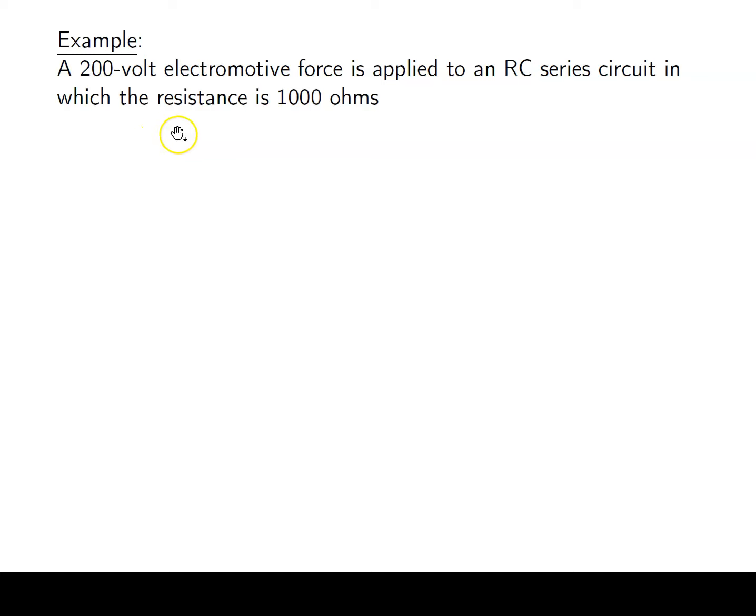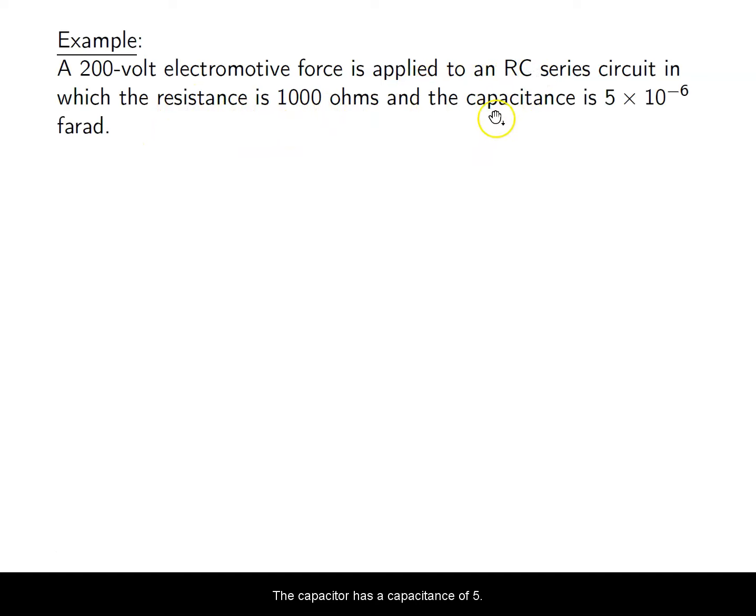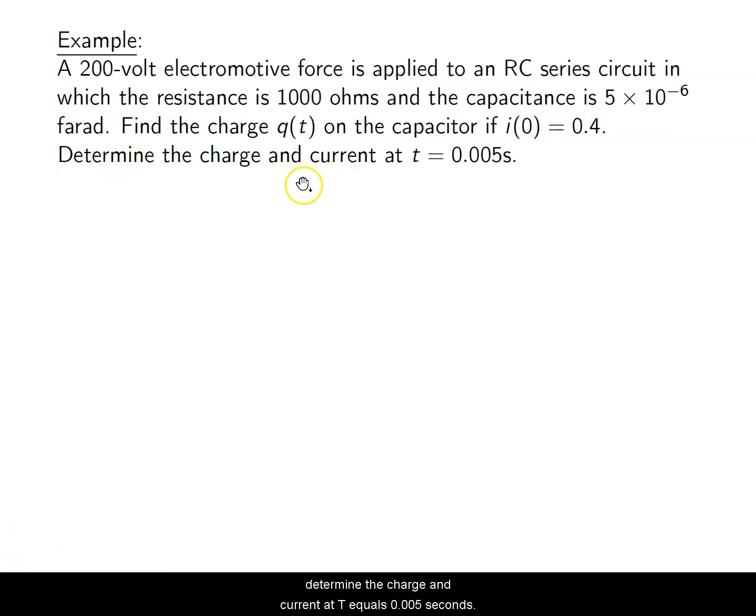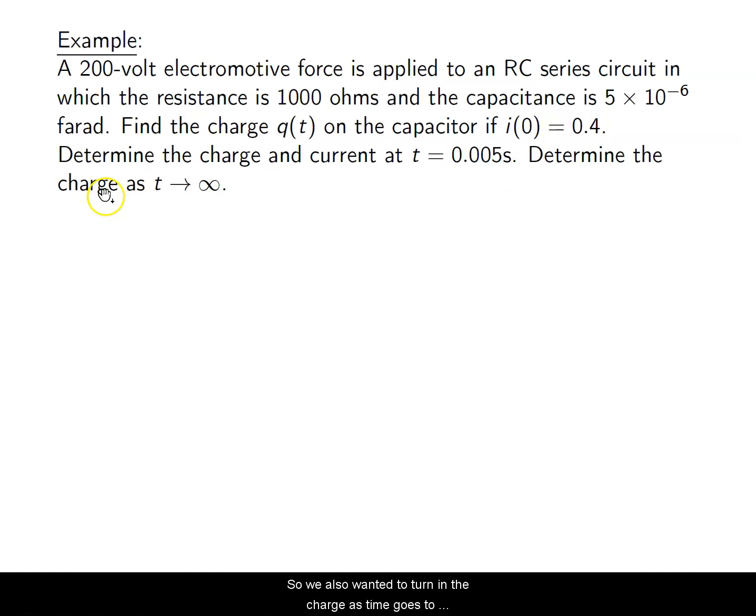The resistor has a resistance of 1000 ohms, the capacitor has a capacitance of 5 times 10 to the negative 6 farad, right? So we want to find the charge Q of t on the capacitor if the current at time 0 is 0.4. Okay, so we want to determine the charge and current at t equals 0.005 seconds. We also want to determine the charge as time goes to infinity.